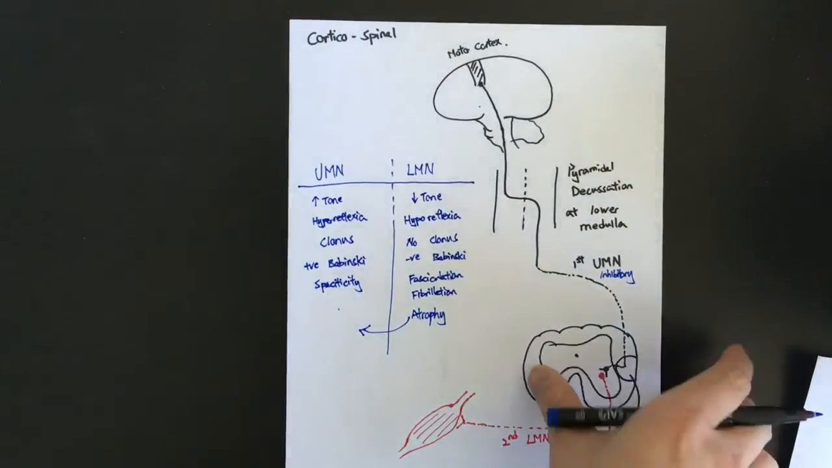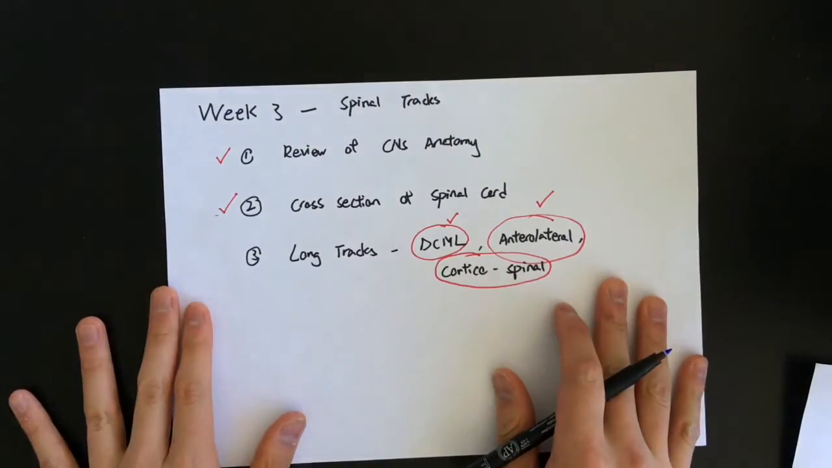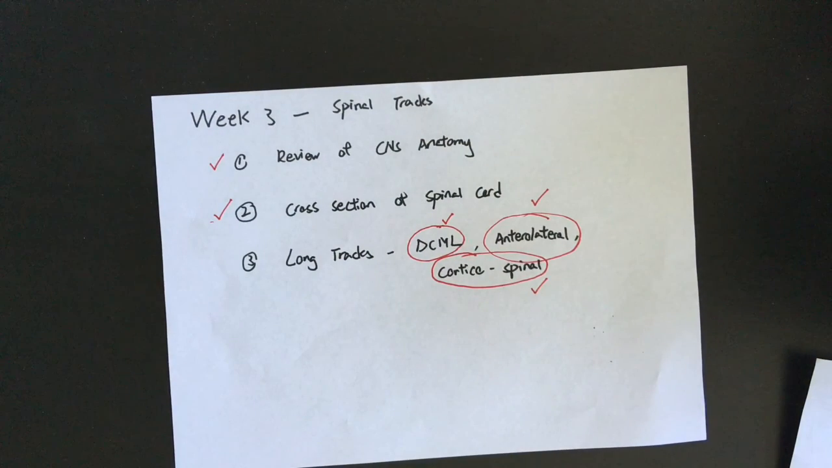So just to recap, today we have reviewed our CNS anatomy, then we've taken this anatomy and focused on a cross-section of the spinal cord, and then used this to look into our 3 major long fiber tracts, our dorsal column medial lemniscus, our anterolateral system, and finally our corticospinal tract.